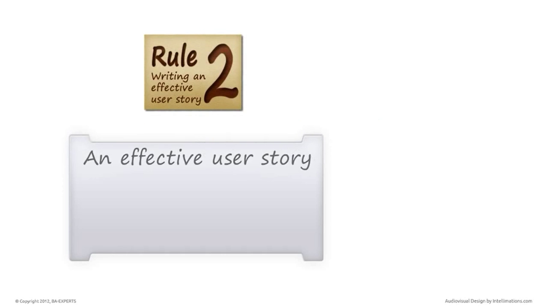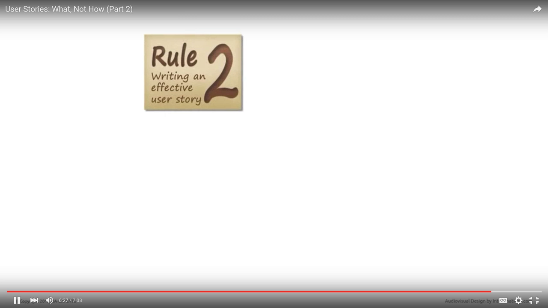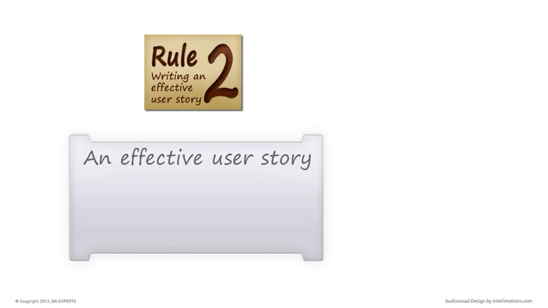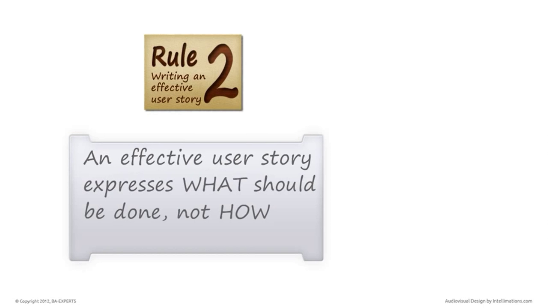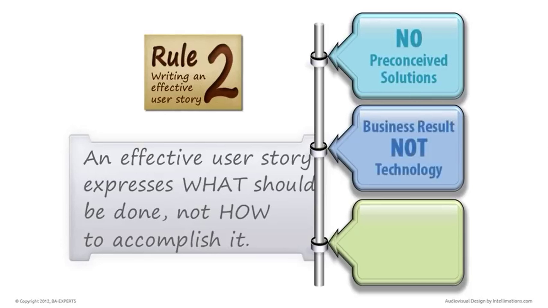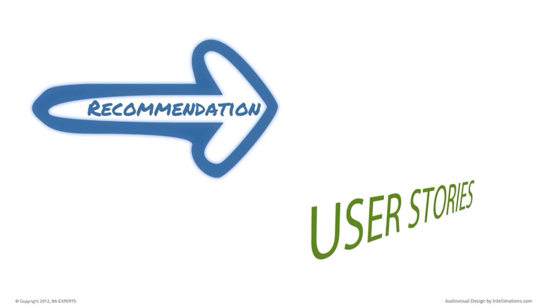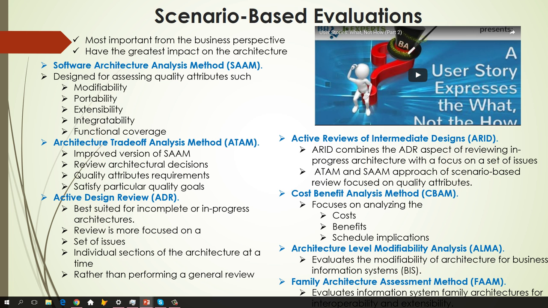As succinctly as possible, Rule 2 states, an effective user story expresses what should be done, not how to accomplish it, by A, avoiding preconceived solutions, B, describing the business result, not the technology needed, and C, describing the destination, not the journey. If you follow this simple recommendation, your user stories will be much more effective.